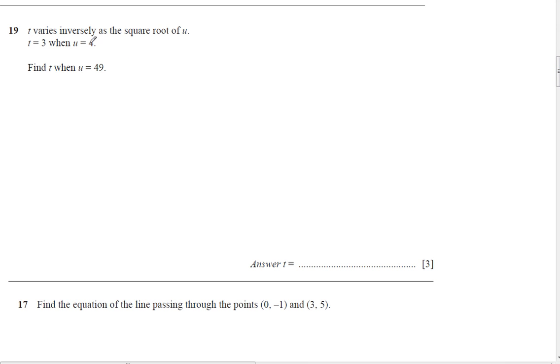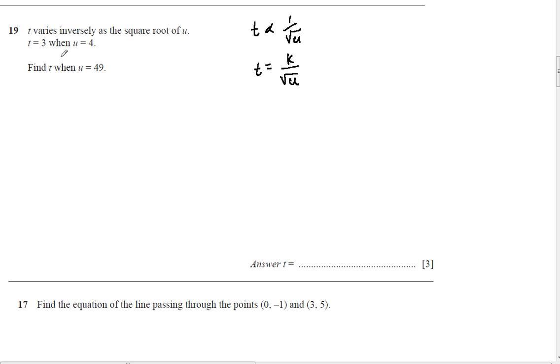Okay, number 19, t varies inversely as the square root of u. So t is inversely proportional to the square root of u. If we made an equation, it would be t is equal to k over what it is inversely proportional to, which is the square root of u.